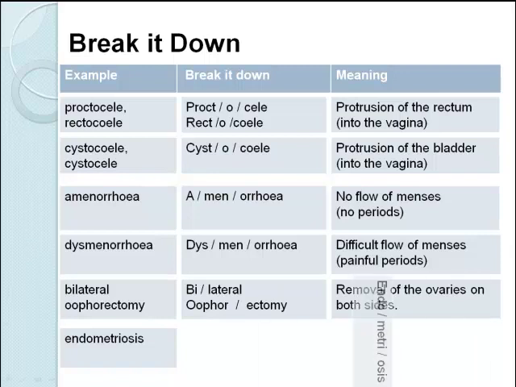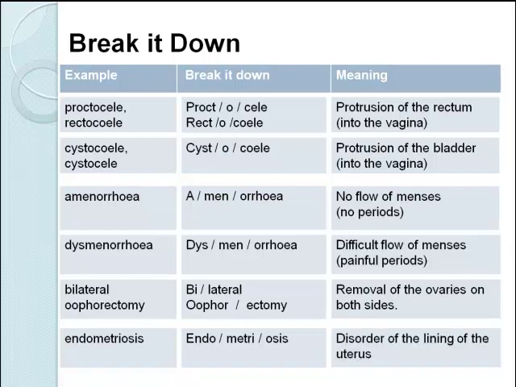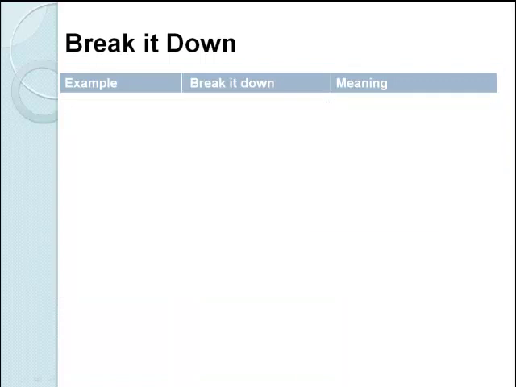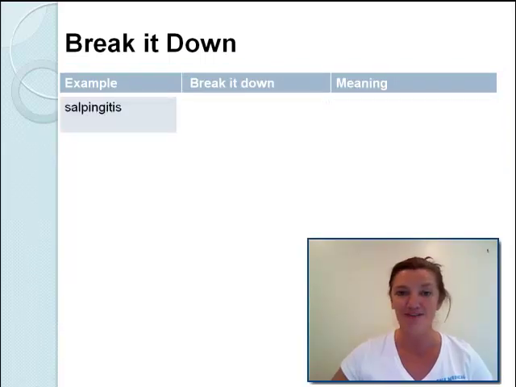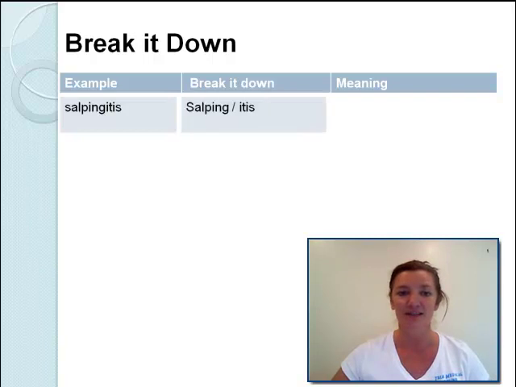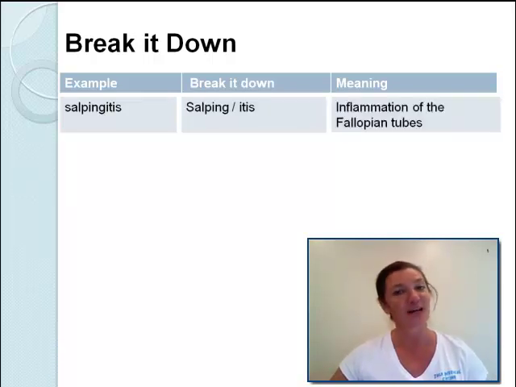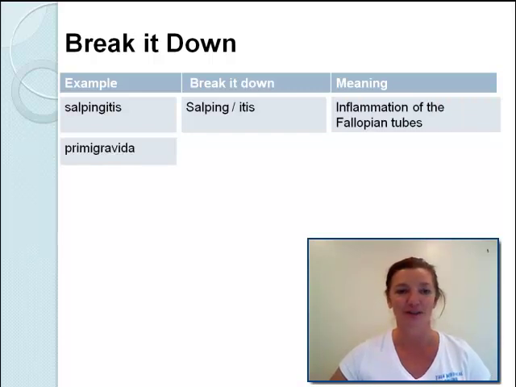Endometriosis. Let's break it down. Endo, break, metri, break, osis. Osis is our condition or disorder, so I have a disorder of the lining of the uterus. The lining being the endometrium. Some more terms to break down. Salpingitis. Let's put the break in. Itis means inflammation, and salping, that's our fallopian tubes. Inflammation of the fallopian tubes.